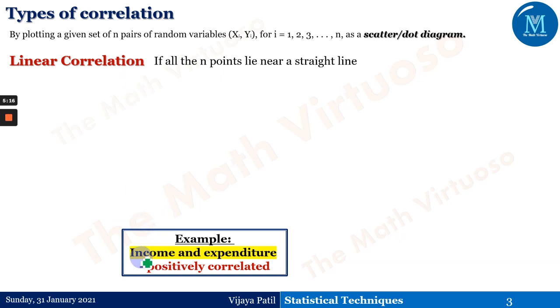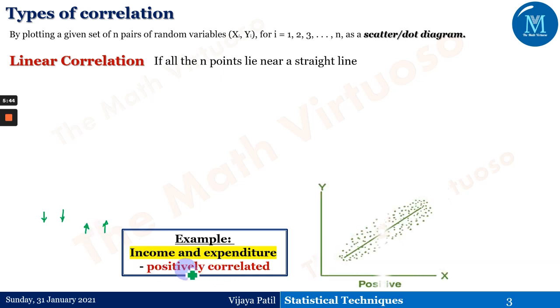Now, let us go ahead with income and expenditure. As soon as the income of a particular person increases, the expenditure will automatically also increase. If the income of the particular person decreases, the expenditure will also decrease here, right? And therefore, income and expenditure go in the same direction, and these two are positively correlated, and this is the graph. So if we plot the scatter or dot diagram of this particular data, we will have a graph something like this.